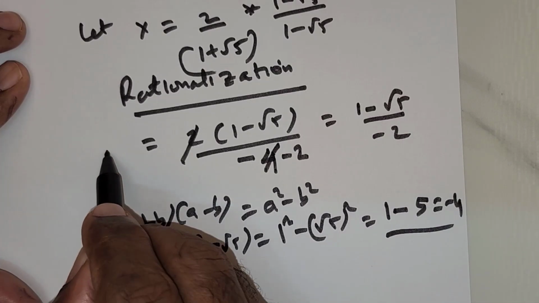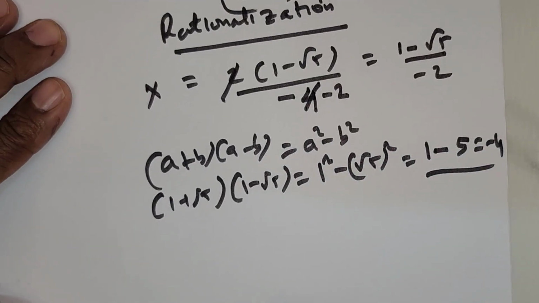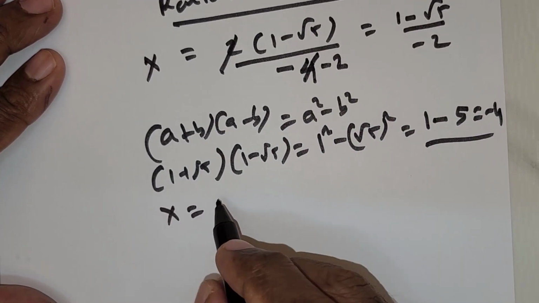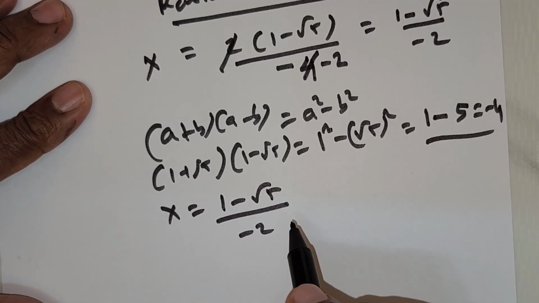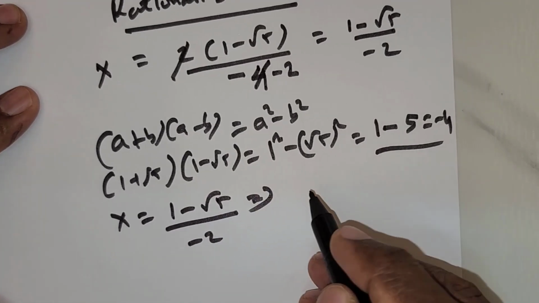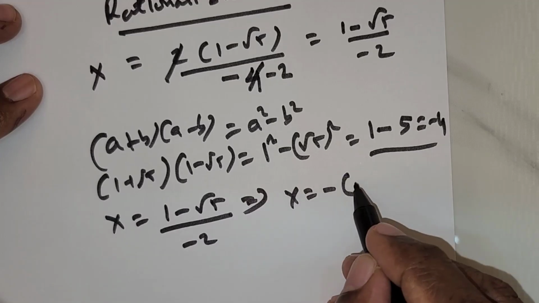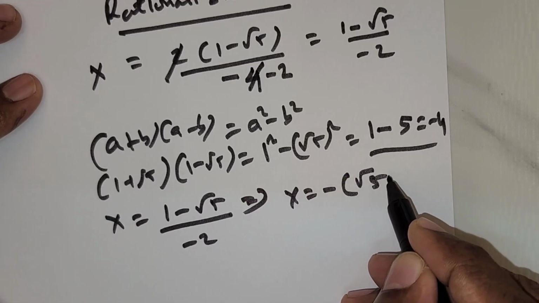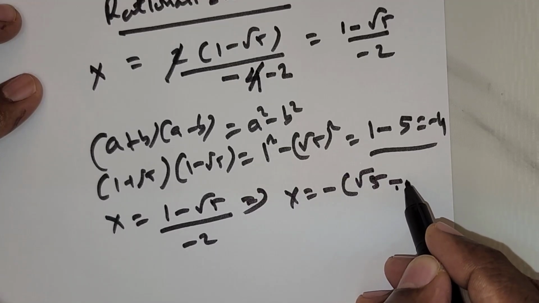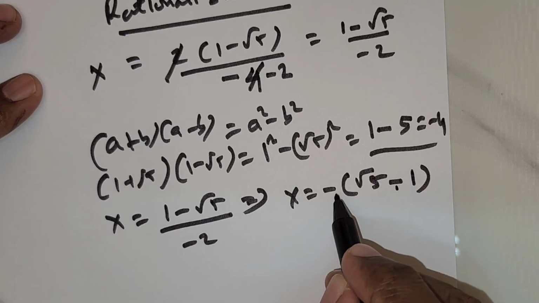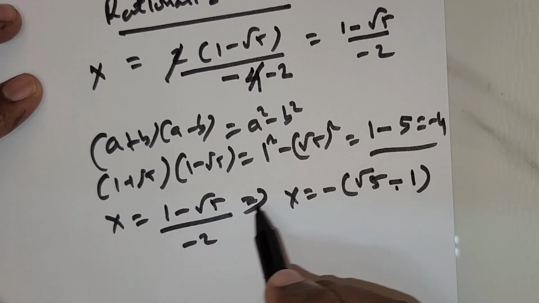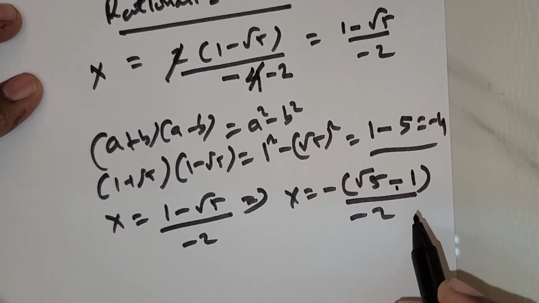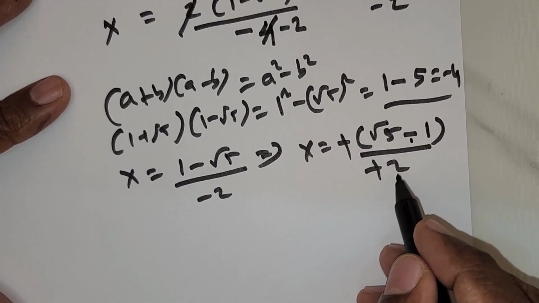Okay. Now this is for x. So what have you got now? x is equal to 1 minus root of 5 divided by minus 2. I want to rewrite this as x is equal to, you take a negative sign out, so this will become root of 5 followed by a minus 1. Negative times root of 5 will give you negative root 5. Negative times 1 will give you positive 1, divided by negative 2. So this will become positive.